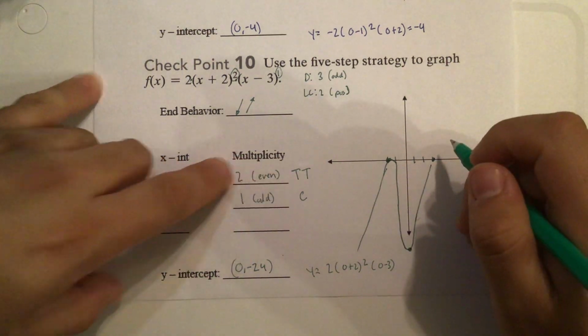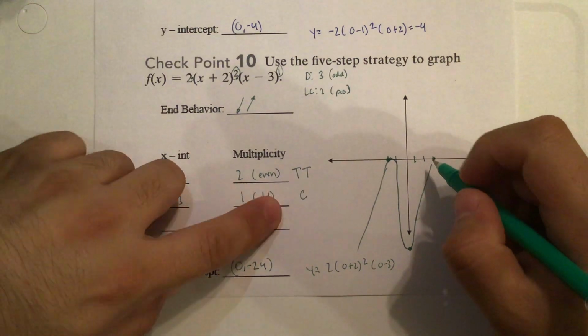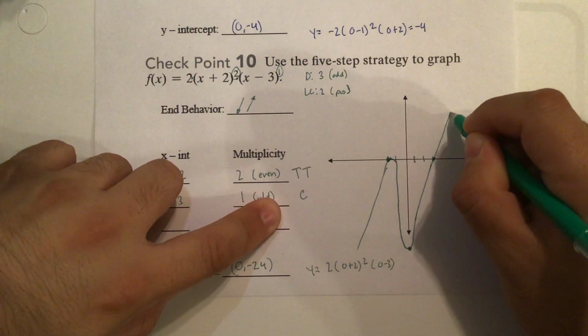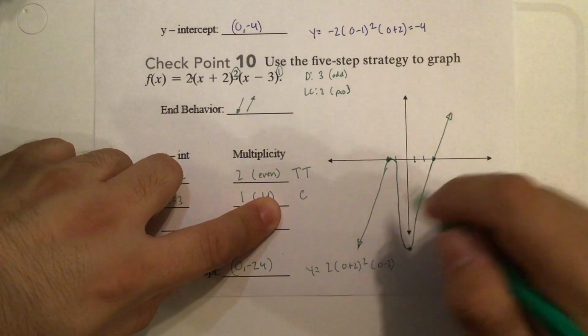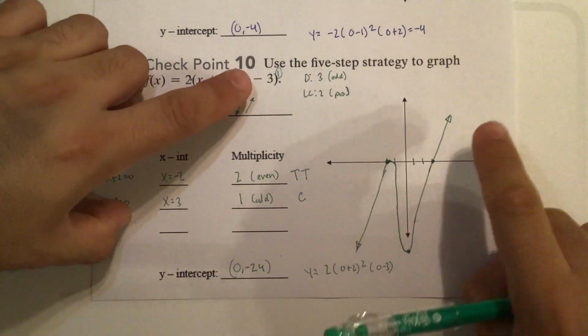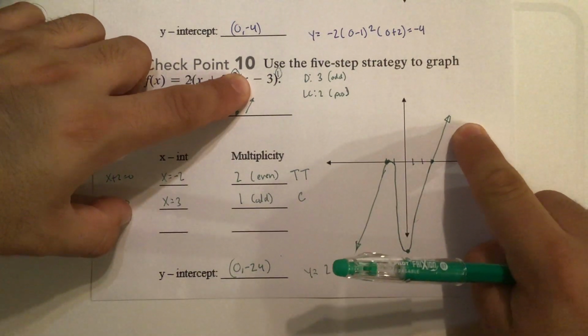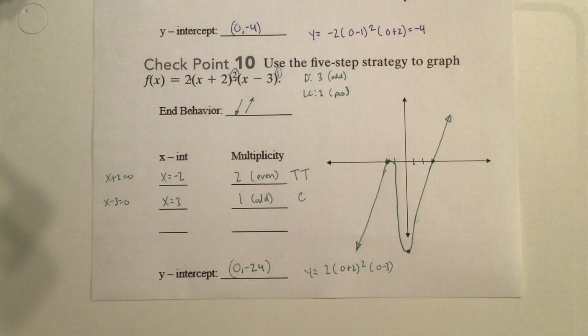Once I get here, I look at what it says. At x equals 3, it was odd, so I'm going to cross the x-axis and then make my graph. So to the left, it did fall, and to the right, it rose. Okay, so this concludes the notes for how to graph or sketch polynomials.